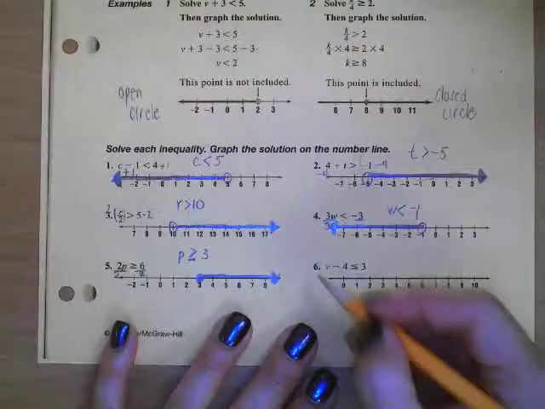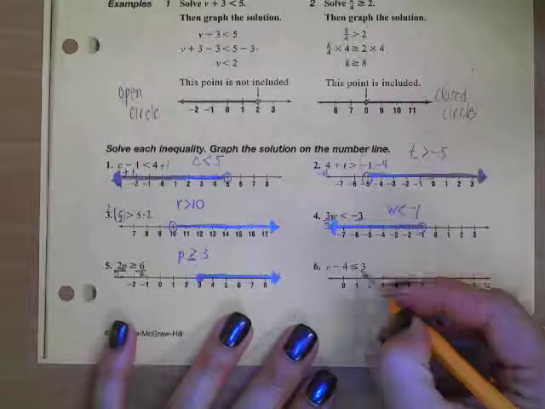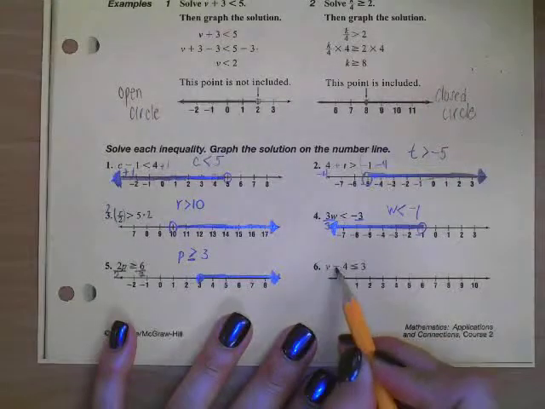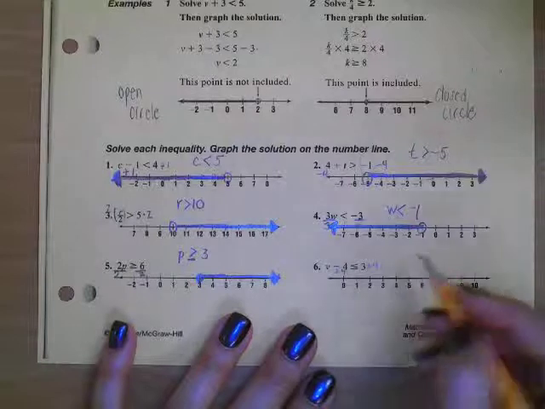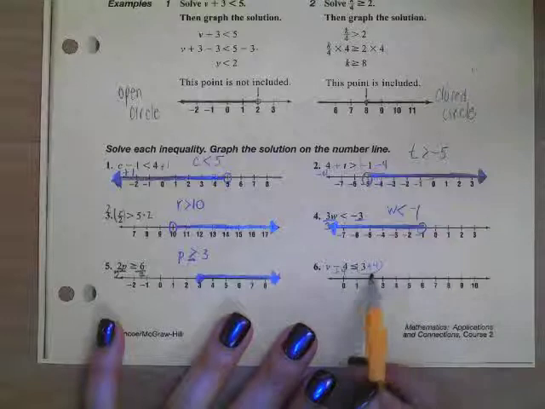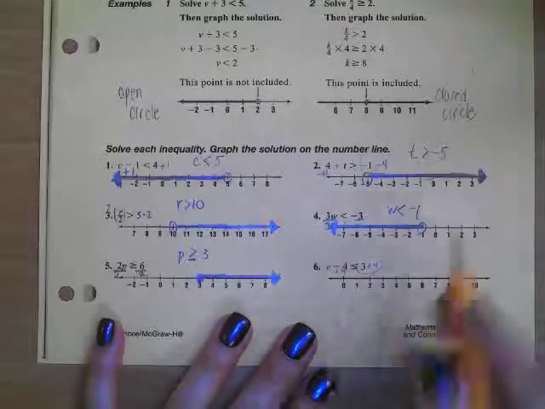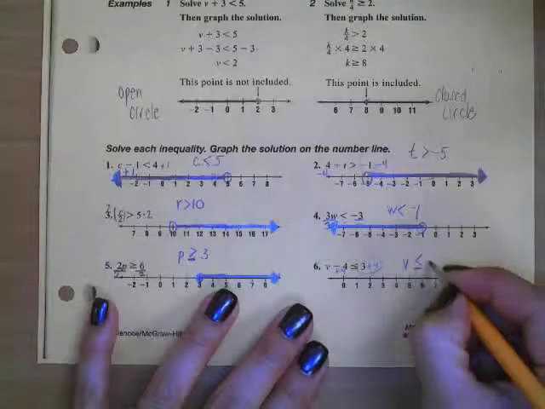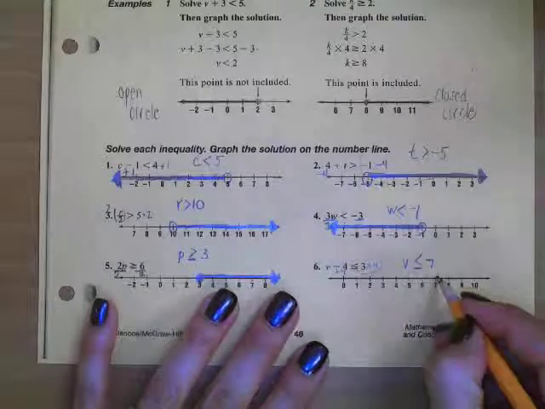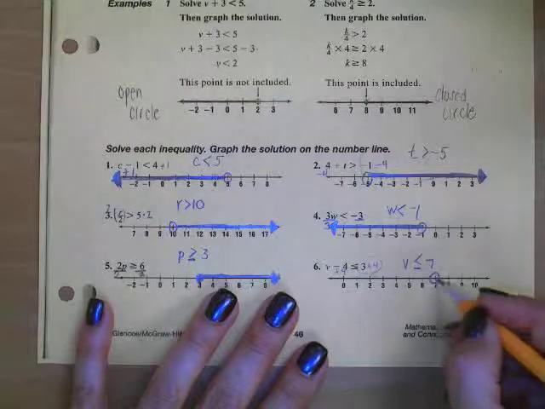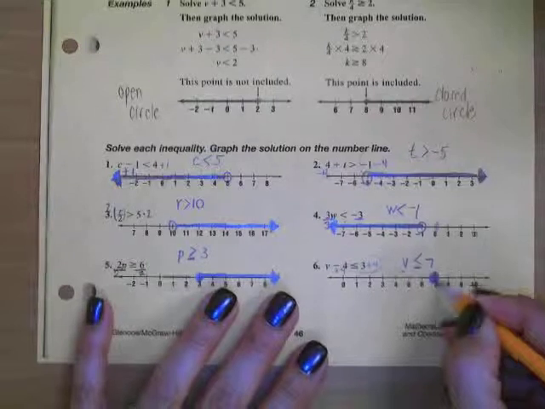All right. V minus 4 is less than or equal to 3. So V, I'm trying to get by itself. V is being decreased by 4, so I'm going to add 4 to both sides. Is my answer going to be positive or negative, Zuri? 3 plus 4. Positive, right? V's by itself, less than or equal to 7. So is my circle going to be open or closed, Matt? Closed. You're right.